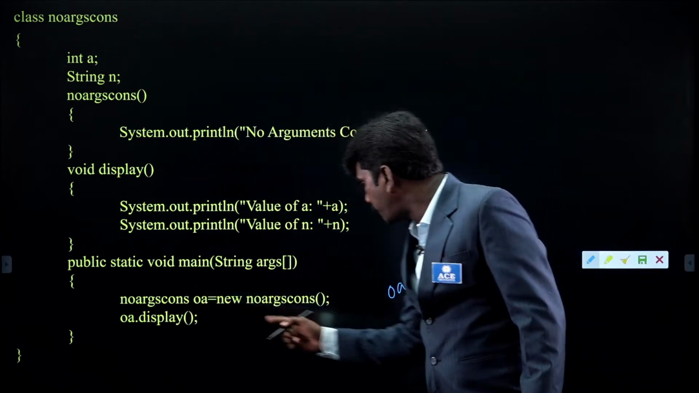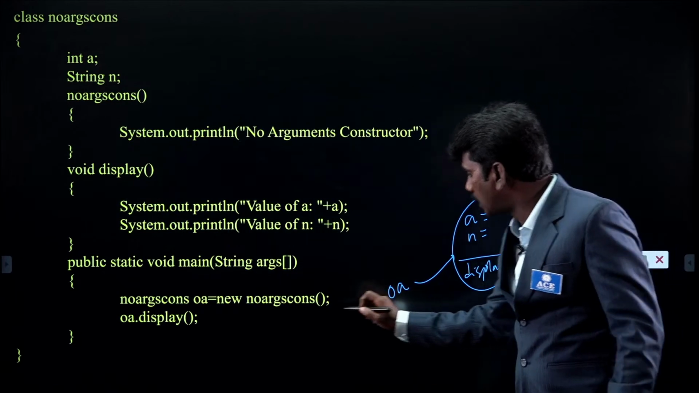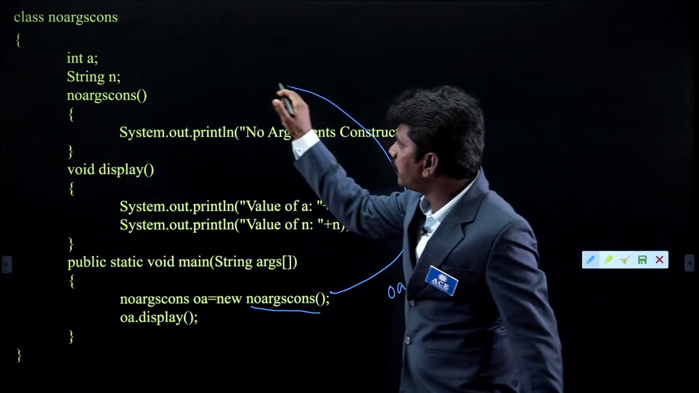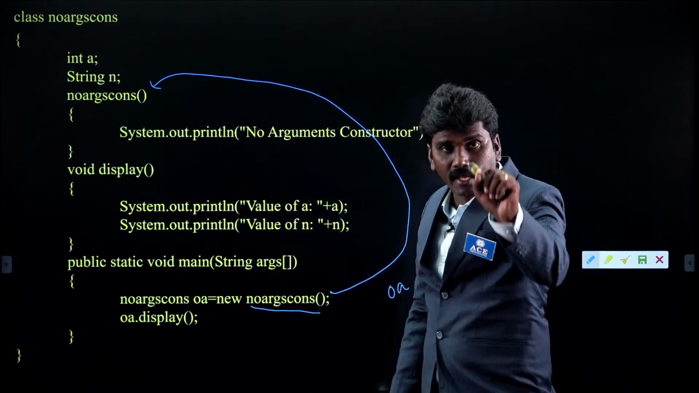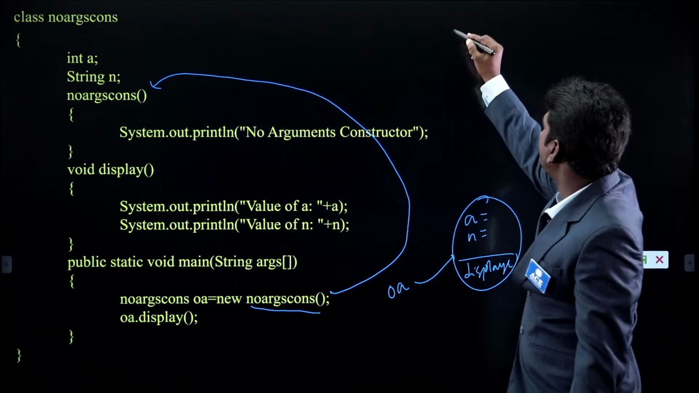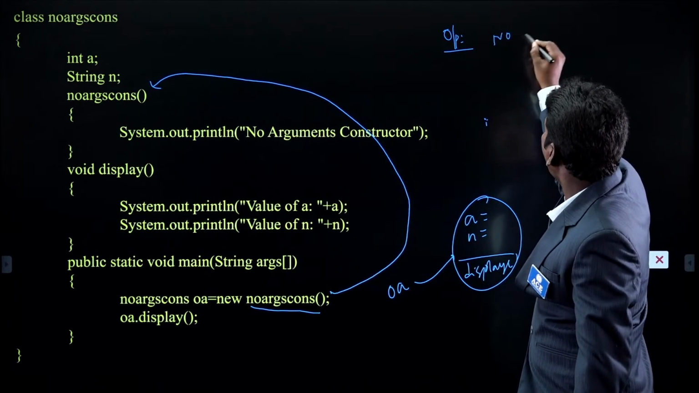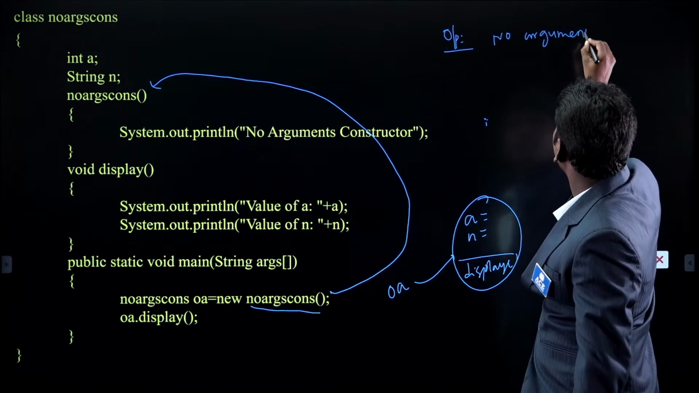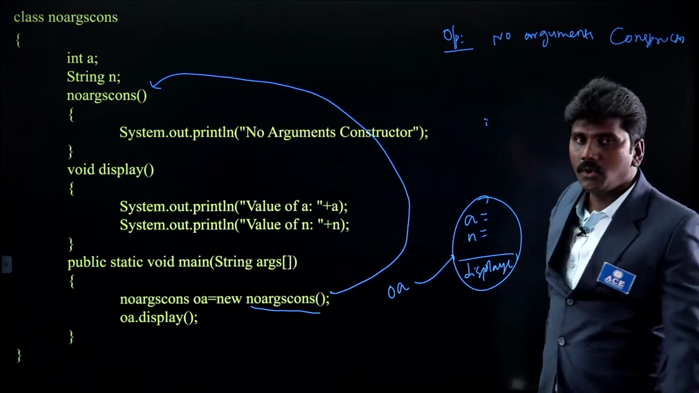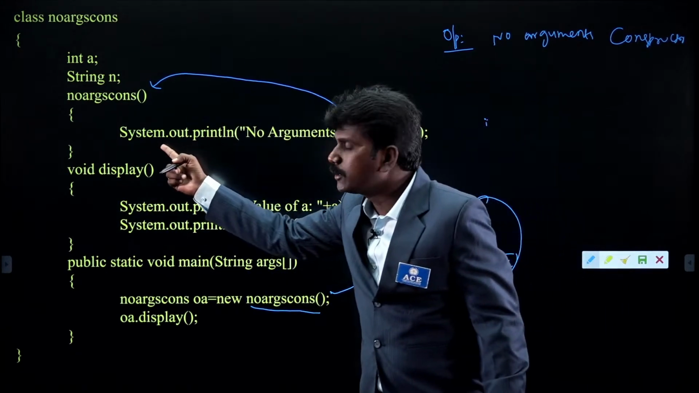Now if we take this statement, one object will be created. While creating this object, NoArgsCons with parentheses, whenever the JVM sees this, it will immediately go to the constructor without any arguments and execute its statements, meaning System.out.println, no arguments constructor. That is the first output we will get. If we compile and execute, the output we are going to get is: no arguments constructor. Whatever statements are inside, all of those will be executed.